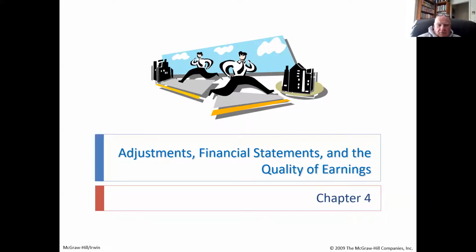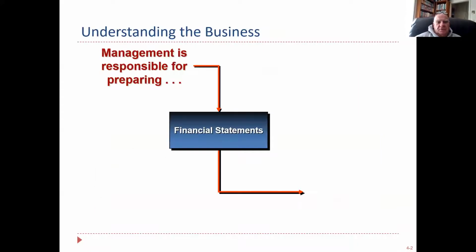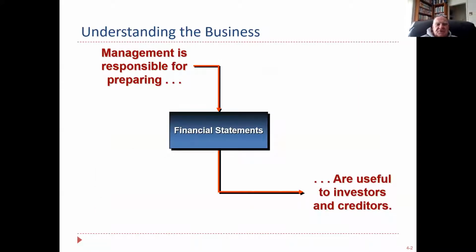Okay, quality of earnings, adjustments, financial statements, quality of earnings. Who is responsible for the accuracy of the financial statements? It is management. It is not the auditor's responsibility. It's not the accounting department's responsibility. It is management of the company.